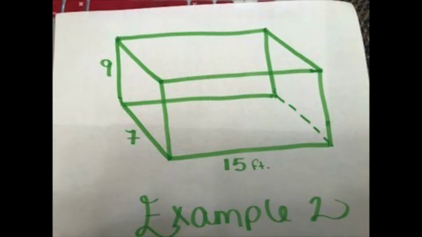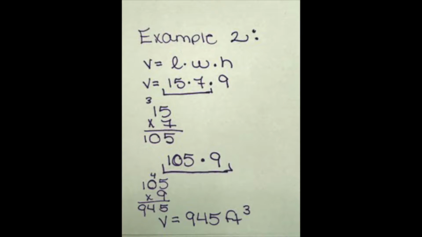Now for example number 2, my length is 15, my width is 7, and my height is 9. In order to find the volume, I'm going to multiply my length, my width, and my height. In the work for example 2, I wrote out my formula, V equals length times width times height, which is L times W times H. Then you can see where I've plugged in the numbers: the length is 15, the width is 7, and the height is 9. I multiply those out, and it gives me 945 feet cubed.